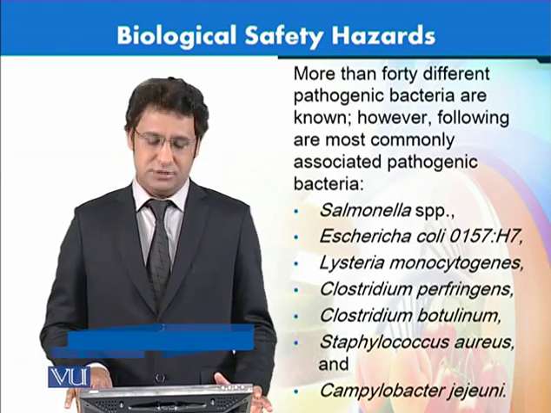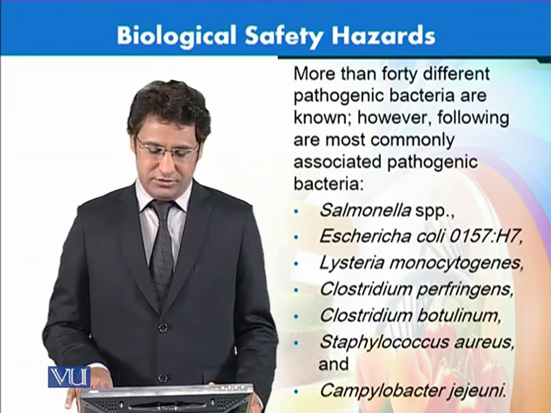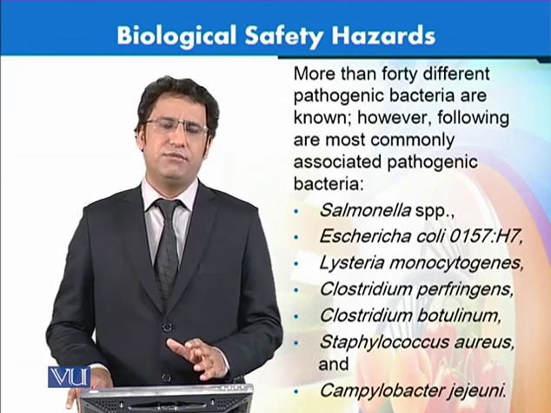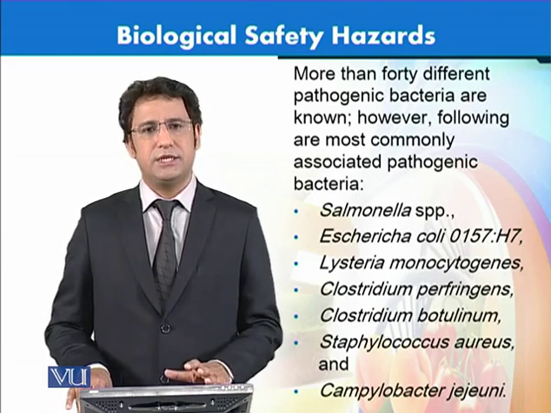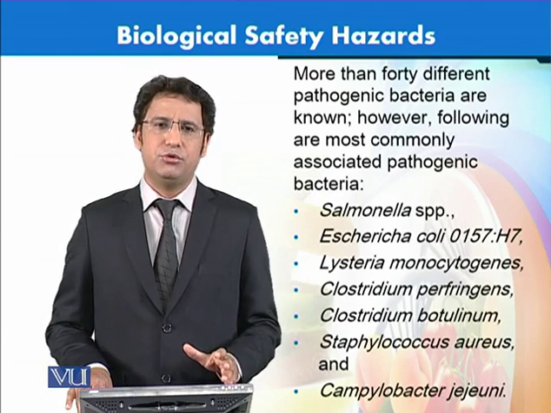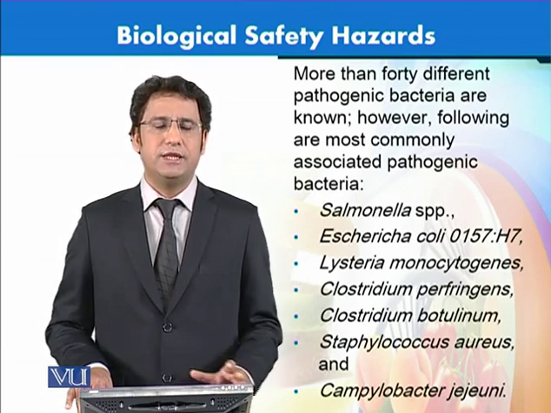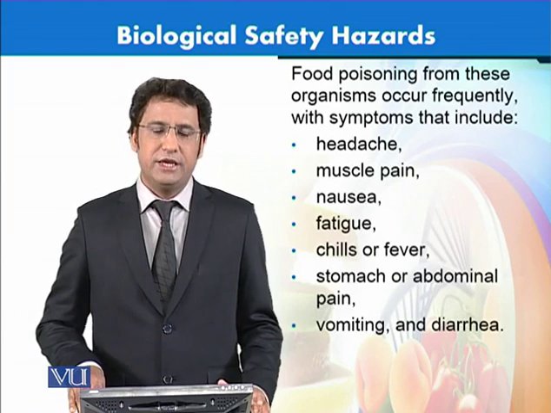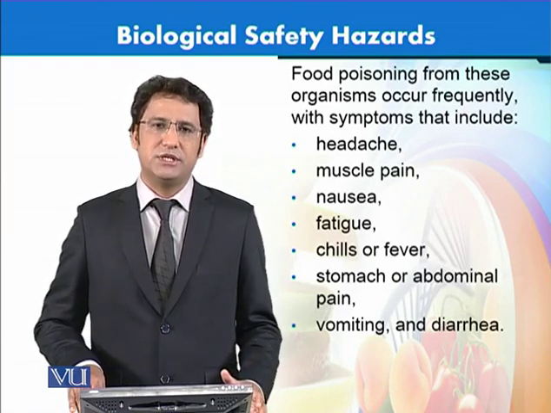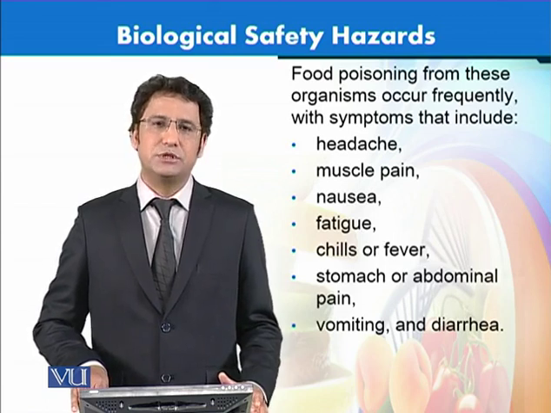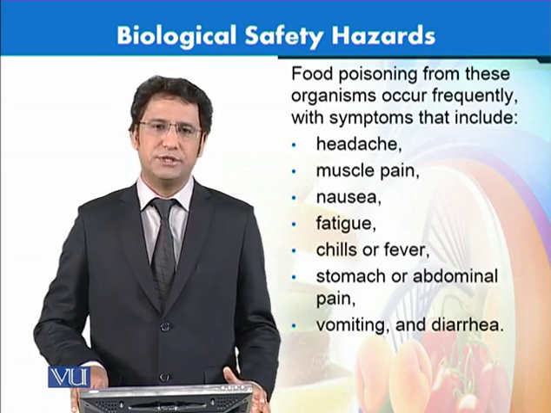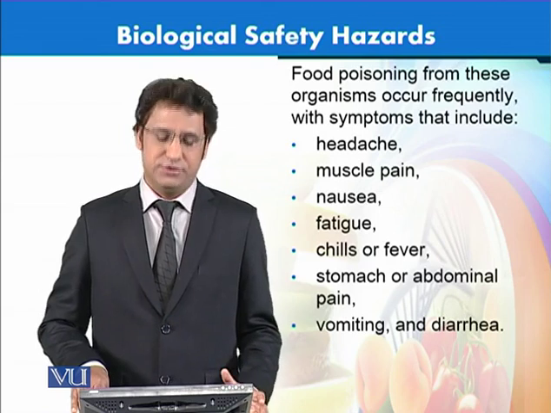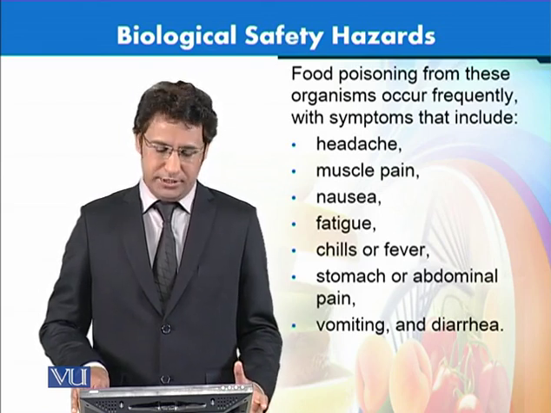Then we have Listeria monocytogenes, Clostridium perfringens, Clostridium botulinum, Staph aureus, and Campylobacter jejuni. These are the very important and major pathogens, but as I said, they are not the only ones. There are more than 40 foodborne pathogens that cause serious biological hazard in case of food. They would be causing food poisoning incidences, and as you might be aware, the symptoms include headache, muscle pain, nausea, fatigue, chills or fever, stomach pain or abdominal pain, vomiting, and diarrhea.